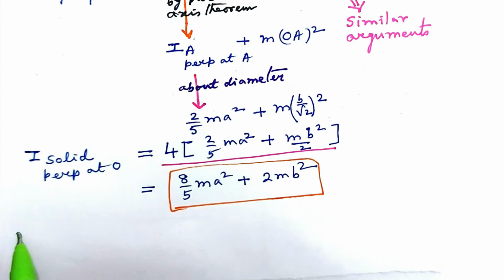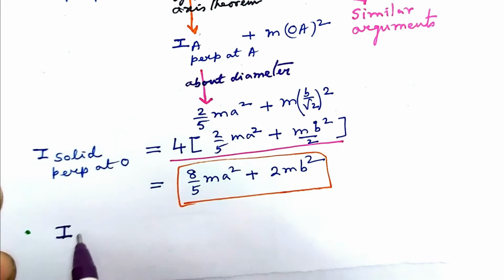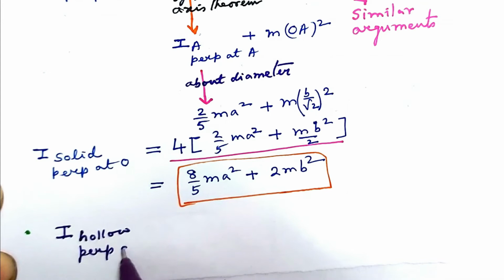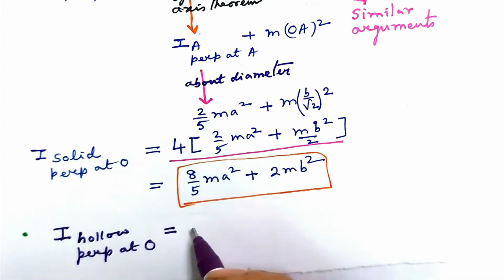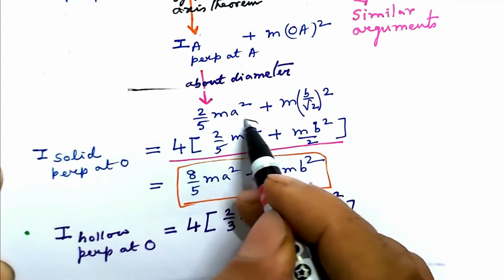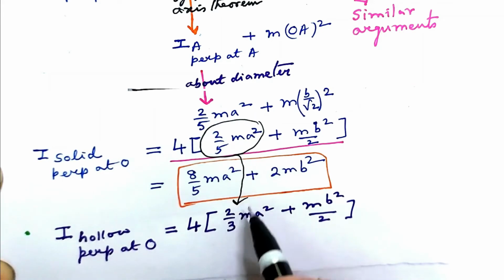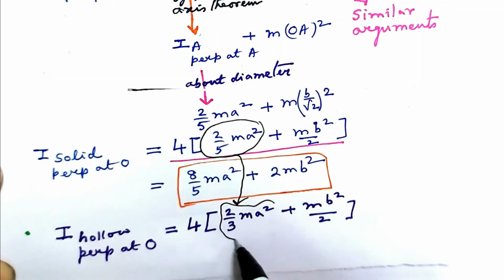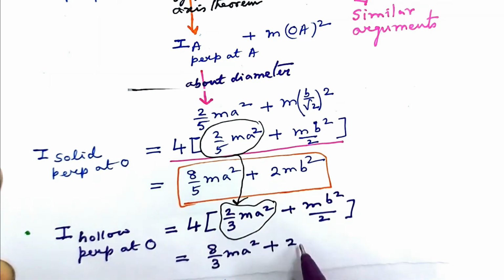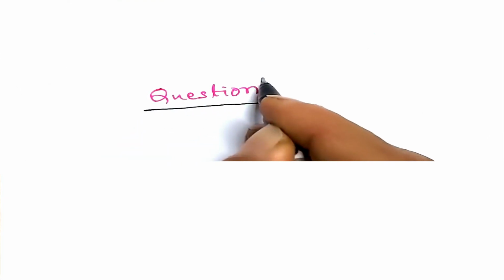Next problem is a repeat of the same problem but now with hollow spheres. So the moment of inertia of the set of hollow spheres about the axis perpendicular at midpoint O will be, where we have replaced this quantity corresponding to the set of solid spheres by this one, which corresponds to the set of hollow spheres. And this is the answer. Let us face the next question.